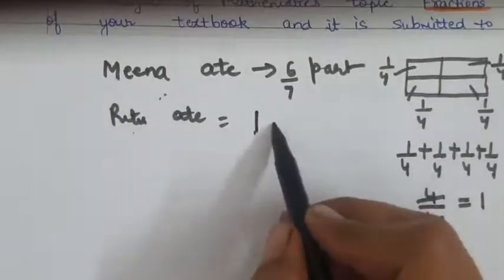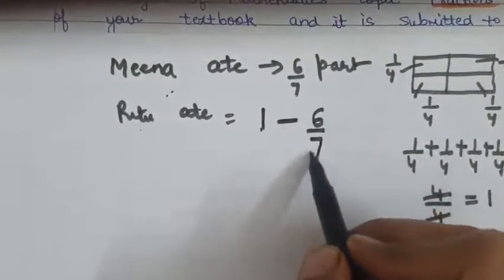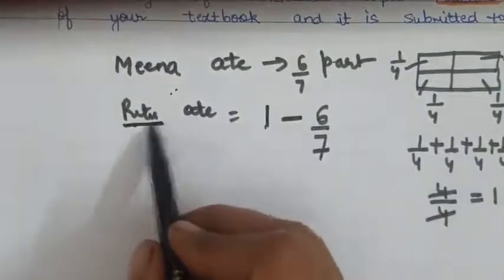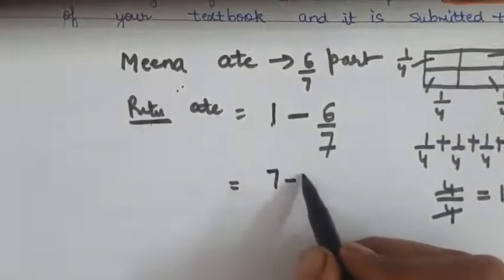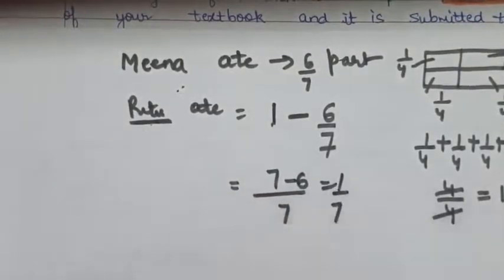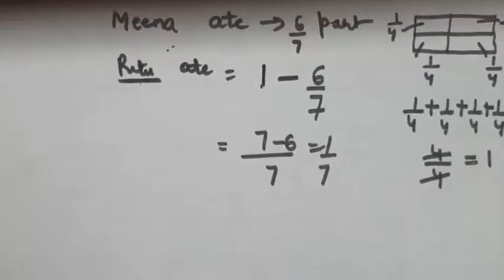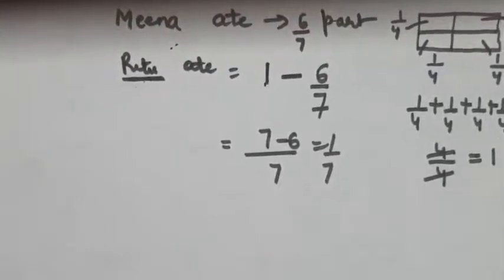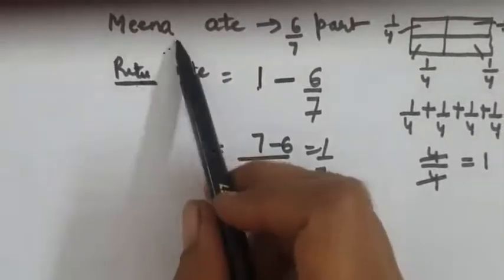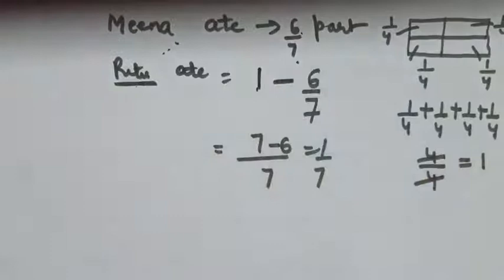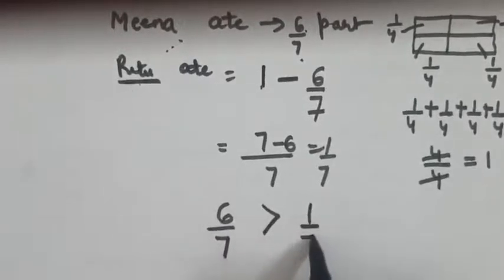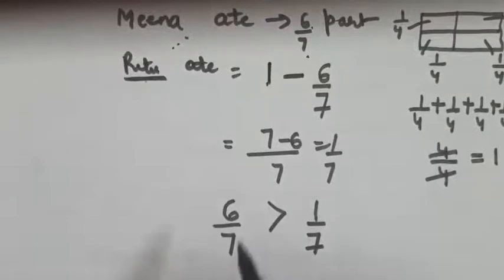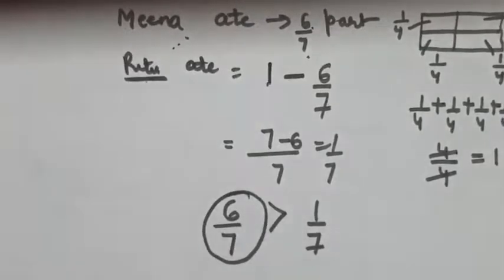So now 1 minus the part that Meena ate will give us the part that Ritu ate. So what we get is 1/7. Clear? Now we have to tell who ate more. Meena ate 6/7 part, Ritu ate 1/7 part. So it is very clear that 6/7 is more than 1/7. So it means Meena ate more.